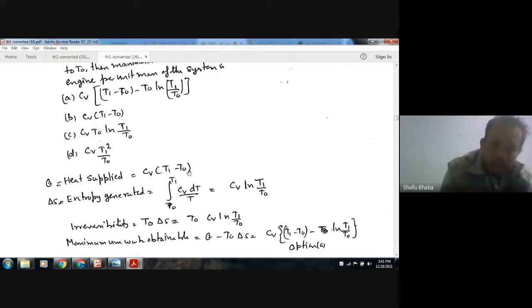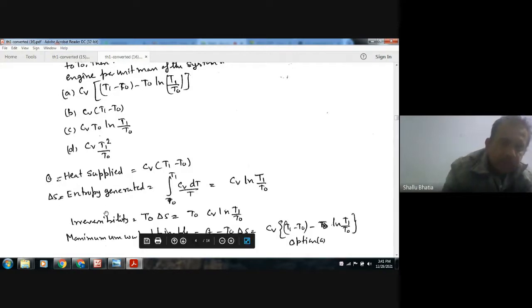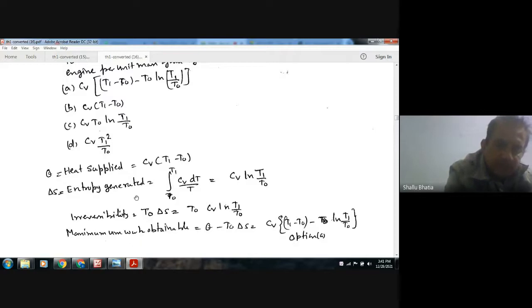Now from this heat supplied, the entropy generated is the integral of Cv dT by T from T1 to T naught, so Cv ln(T1 by T naught). So this is the entropy generated. Now the irreversibility is nothing but entropy generated into atmospheric temperature. So this is your irreversibility.